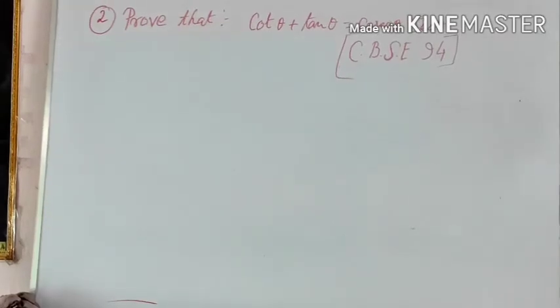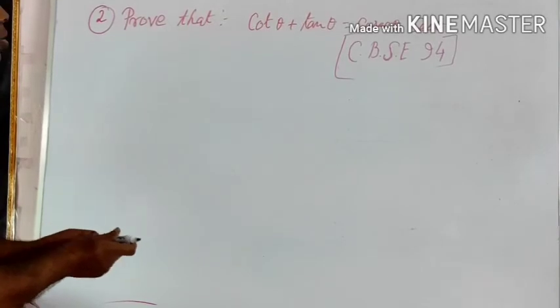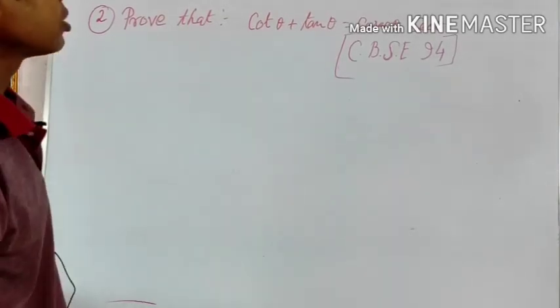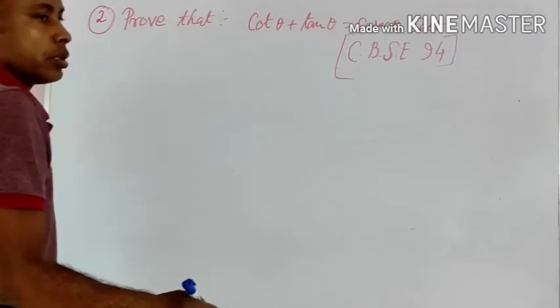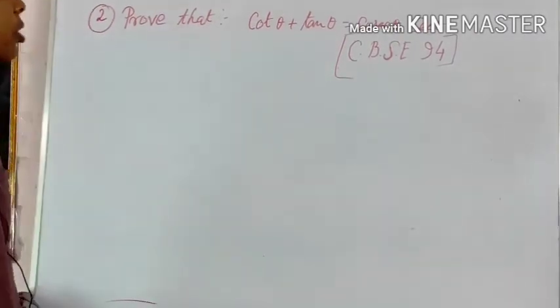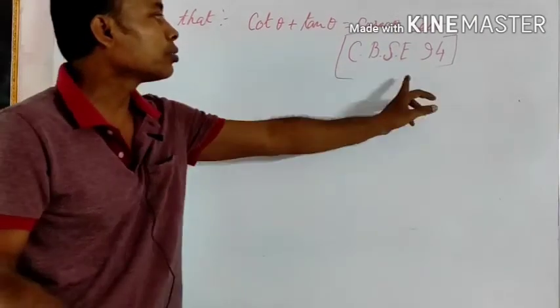CBSE class 10, question number 2: prove that cot theta plus tan theta is equal to sec theta into cosec theta. This question came in the year 94 from CBSE.